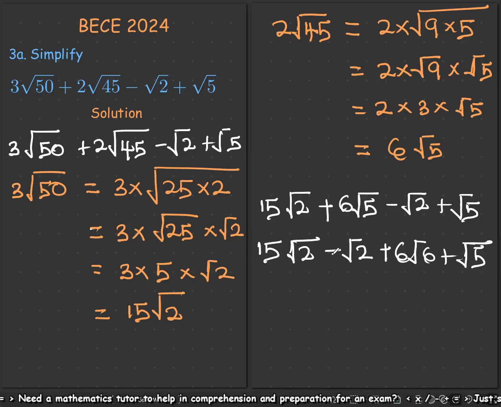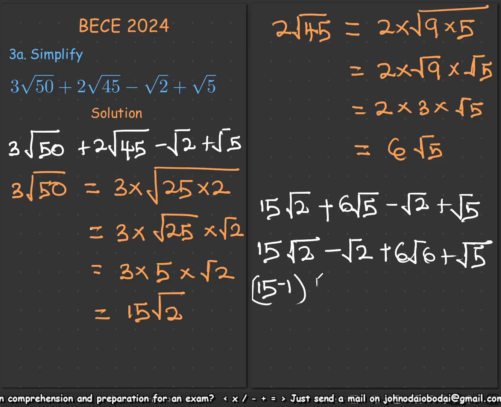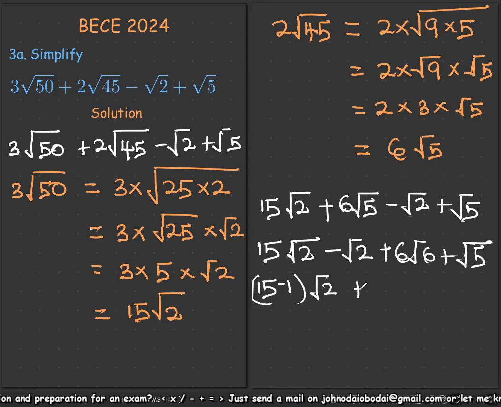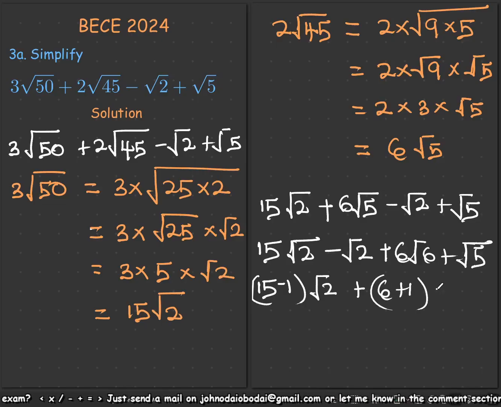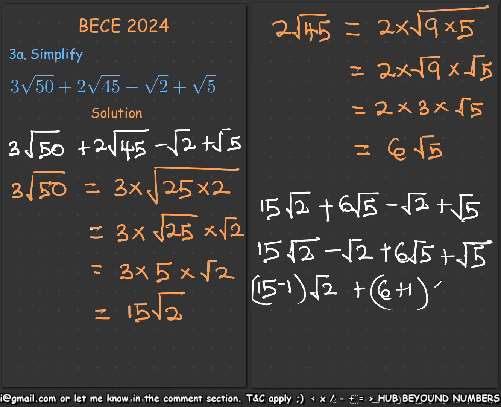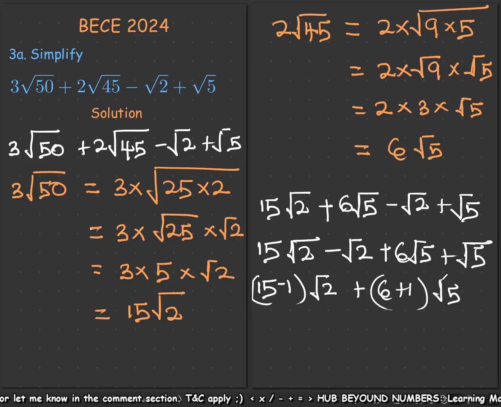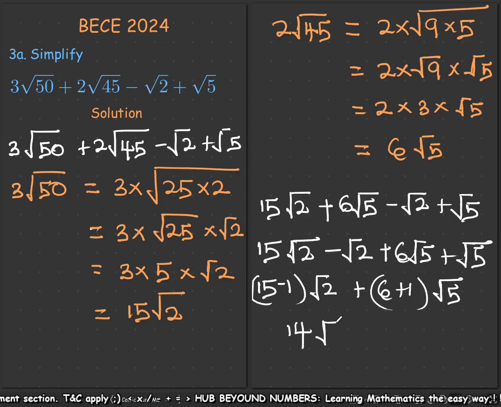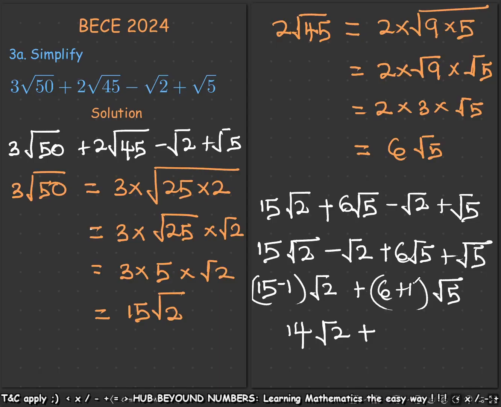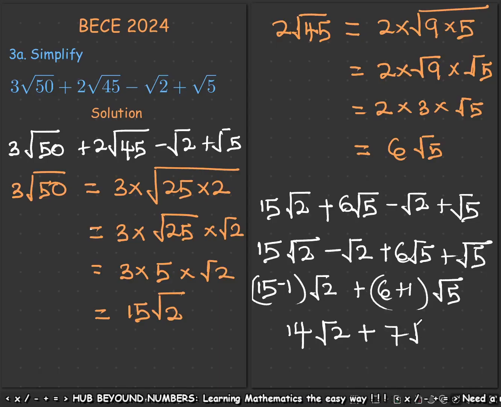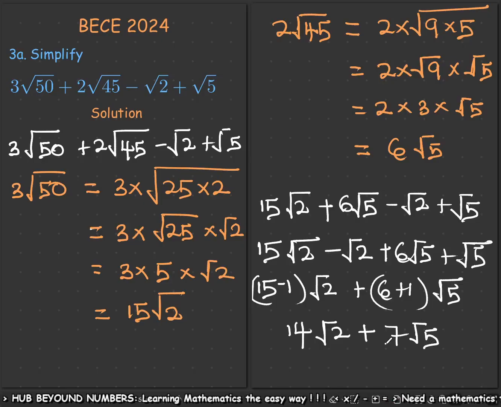We know if there's no number in front of the surd, then there's 1 there. So we have 15 minus 1, all with respect to root 2, then plus 6 plus 1 as well over here. So 6 plus 1 with respect to root 5. Evaluating further, we have 15 minus 1, which gives us 14. So 14 root 2 plus 6 plus 1, which is 7 root 5. And that is just it for this question.